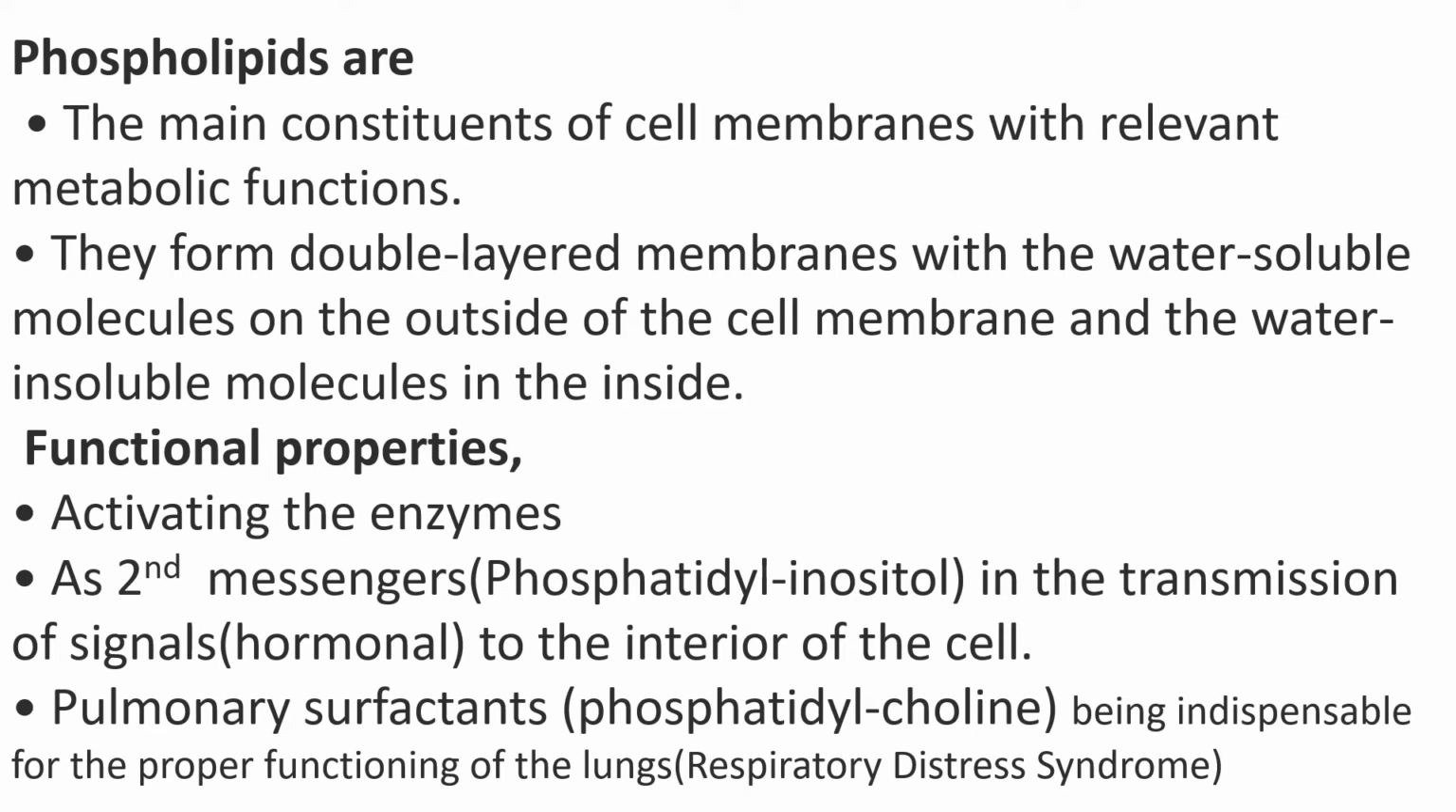Then we have phosphatidylcholine, which acts as a lung surfactant. It decreases the surface tension, and it helps in the expansion of the lungs in a newborn. Deficiency of this phosphatidylcholine can lead to respiratory distress syndrome, especially in premature neonates.